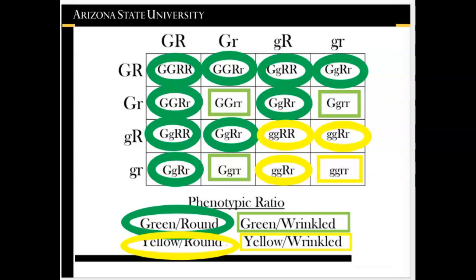The ratio shows, as predicted, the 9 to 3 to 3 to 1, with 9 being double dominant, so all green and round, the 3 being 1 dominant and 1 recessive, so yellow and round, then the opposite dominant and recessive, so green and wrinkled, followed by 1 doubly recessive, yellow and wrinkled.